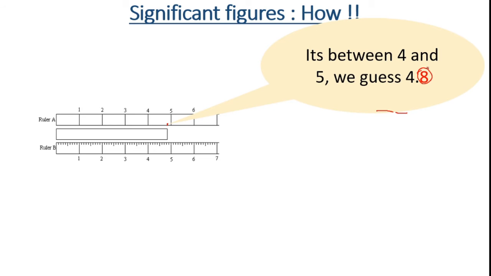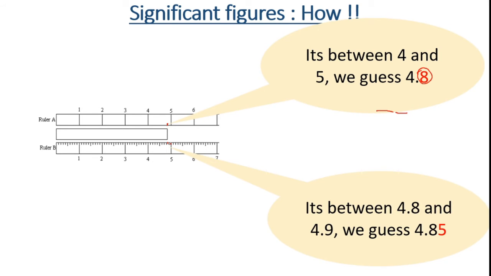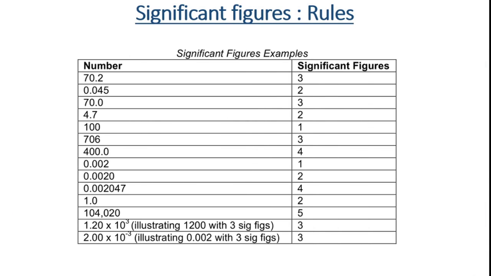On the other hand, when you are measuring it from the second scale, you are sure that it is somewhere here, so it lies between 4.8 and 4.9, so you may safely guess like 4.85. Someone else would have guessed 4.86. It doesn't matter. The important thing is the doubtful figure here is 5. So while the first reading contains only 2 significant figures and the second reading contains 3 significant figures, it is more precise. So what are the rules?